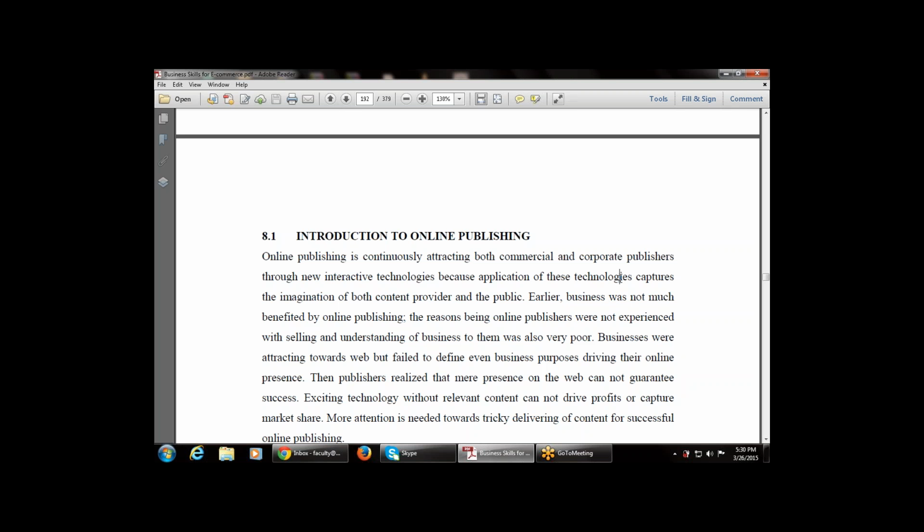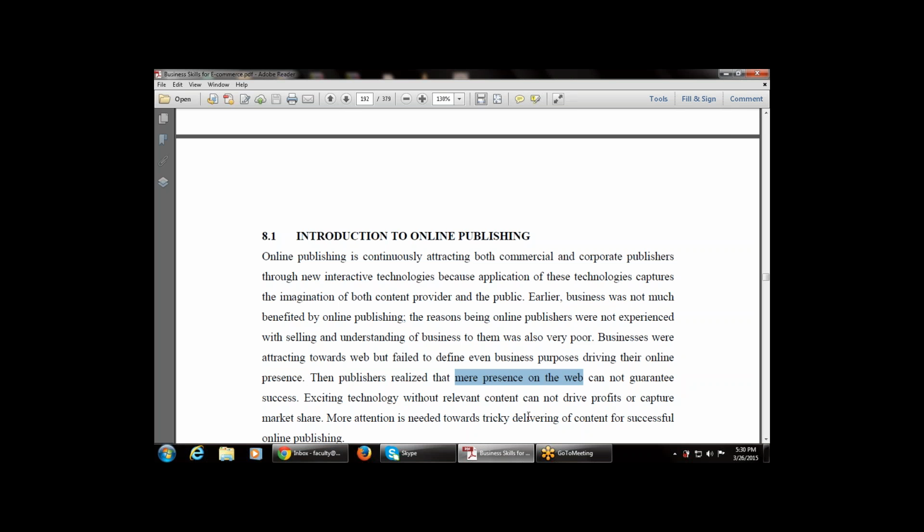Earlier, business was not much benefited by online publishing. Only the corporate publishers were benefited in earlier days, but nowadays corporate, commercial as well as business publishers are also benefited by online publishing. The reason is that they were not experienced with selling, and their understanding of business was very poor. Businesses were attracted towards the web but failed to define even the business purposes driving their own presence.